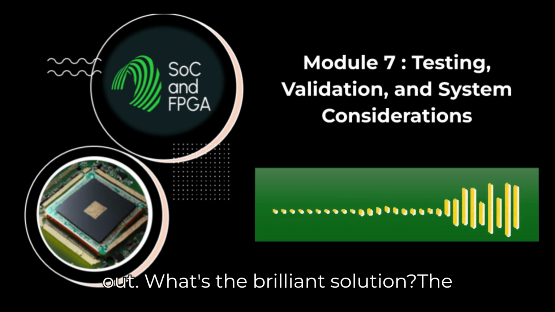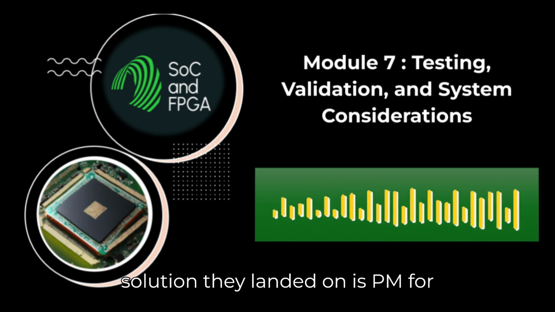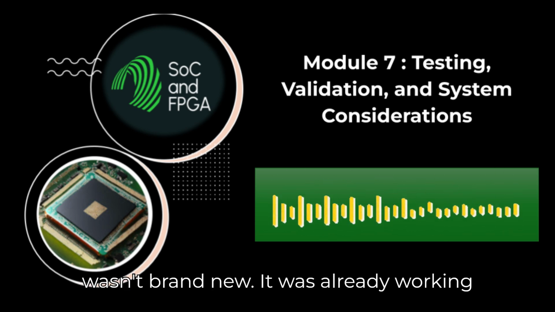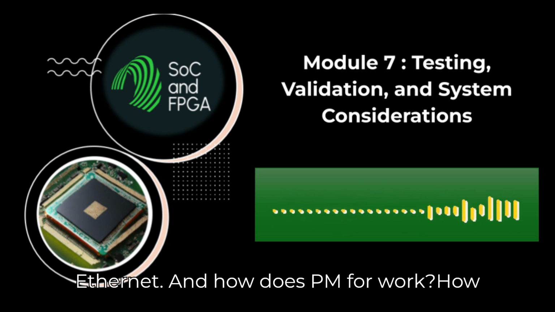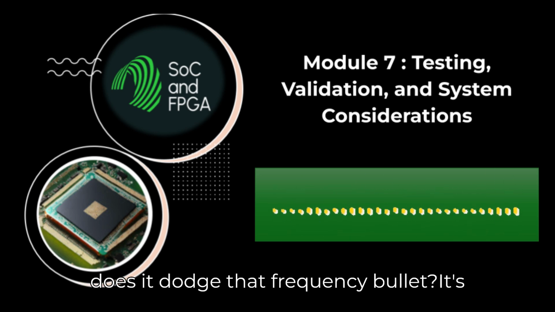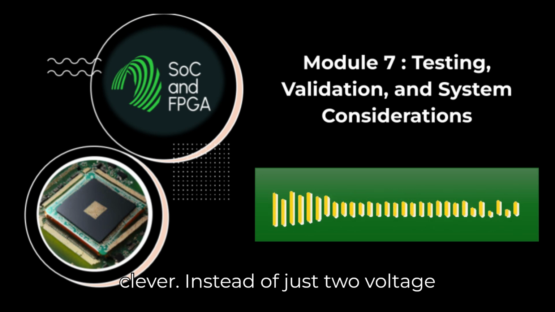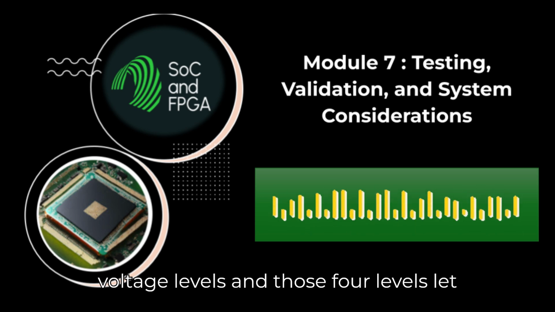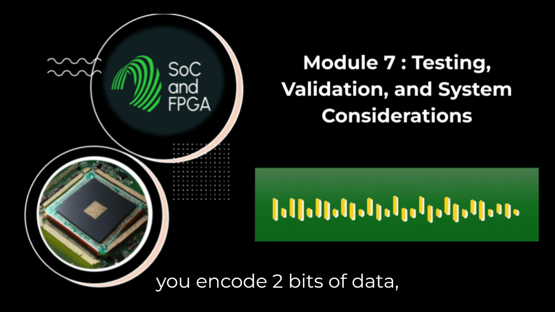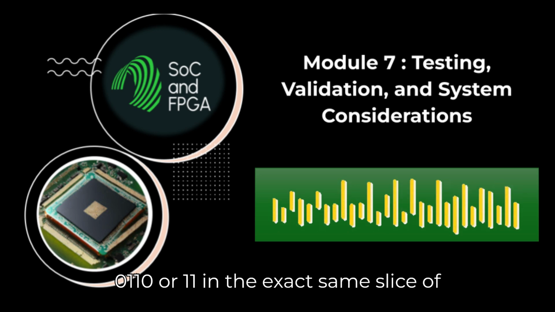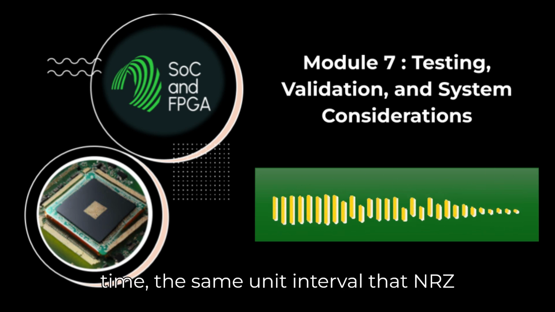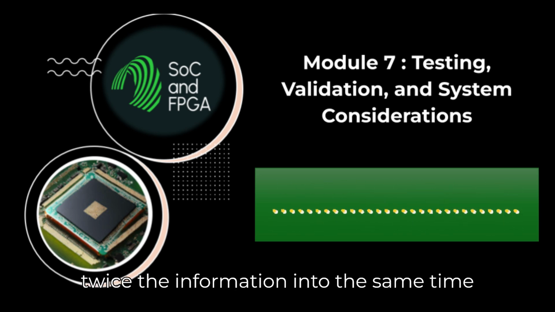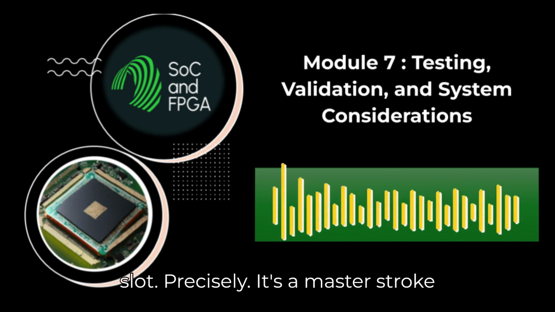What's the brilliant solution? The solution they landed on is PAM4, 4-level pulse amplitude modulation. It wasn't brand new. It was already working well in high-speed networking, like Ethernet. And how does PAM4 work? How does it dodge that frequency bullet? It's clever. Instead of just 2 voltage levels for 1 bit, PAM4 uses 4 distinct voltage levels. And those 4 levels let you encode 2 bits of data, 00, 01, 10, or 11, in the exact same slice of time, the same unit interval that NRZ used for just 1 bit. Ah, so you're packing twice the information into the same time slot. Precisely. It's a masterstroke, really.